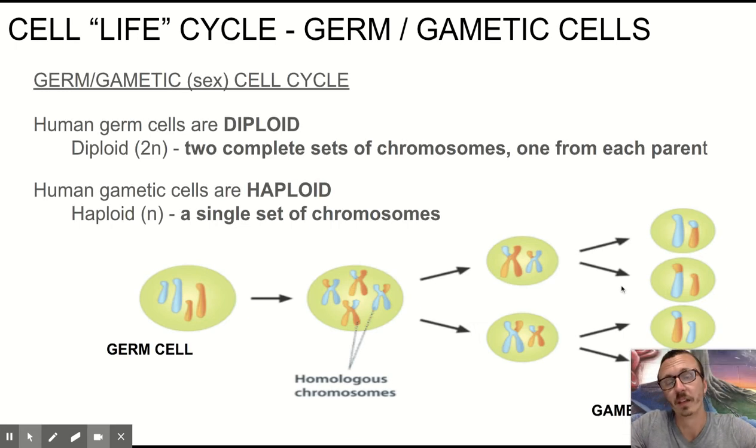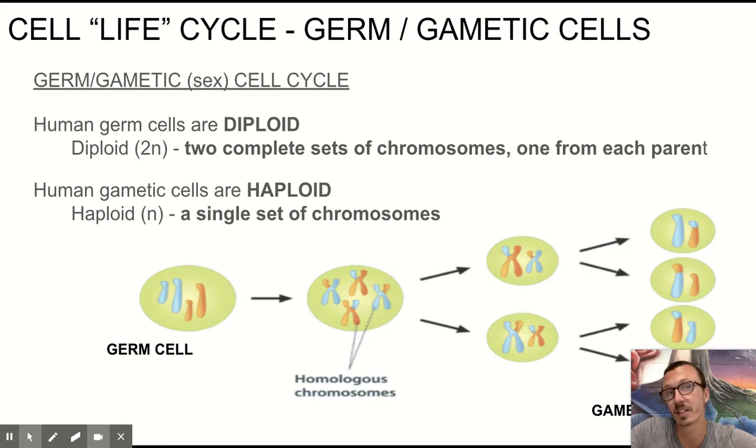Welcome back. In this video, we're going to talk about the cell cycle for germ cells or gametic cells. These are cells that are involved in sexual reproduction. Now, one thing we need to address is, again, some vocabulary that we use to describe these cells. Human cells that have two complete sets of chromosomes are known as diploid.